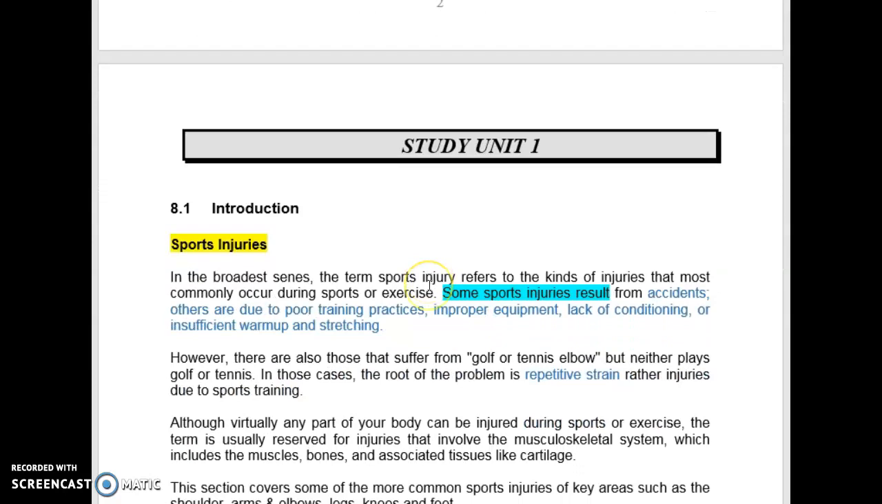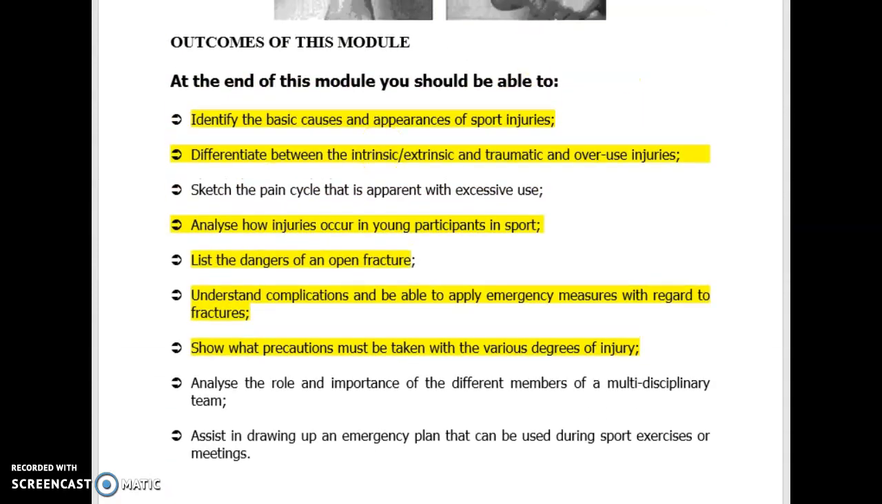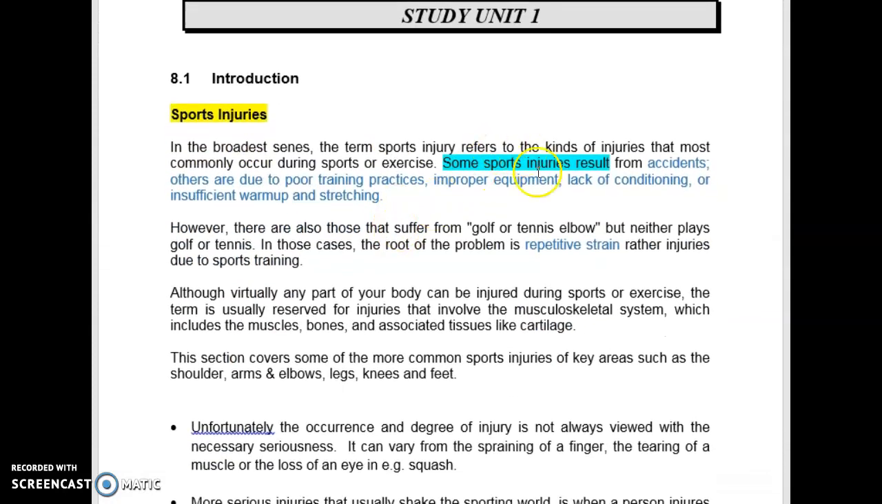Okay, so let's just jump right into it. First of all, we have sports injuries. So I'm just going to read the basic stuff that she asked, and then I'm going to do another video where I read everything, just in case she wants to catch you guys out.